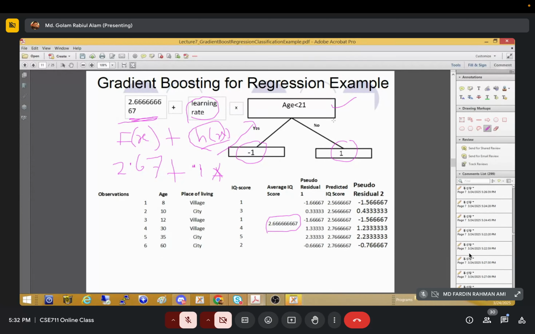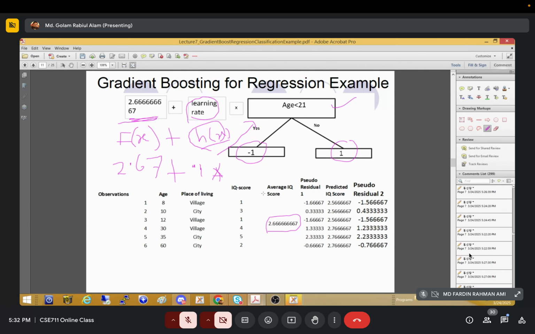So what we have to do now? So this is the model. We build the model. The model f of x plus h of x. So f of x is 2.67, and we know that value. And then the learning rate we can consider maybe 0.1, times our model, that is h of x. H of x we build from the errors. Okay, so what will be the new predictions?